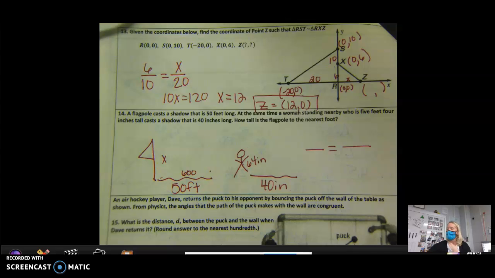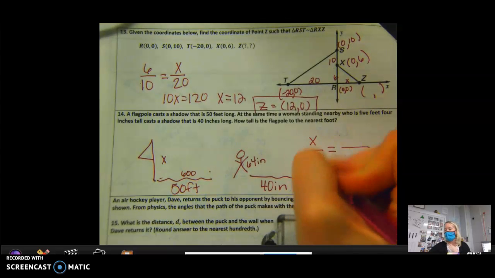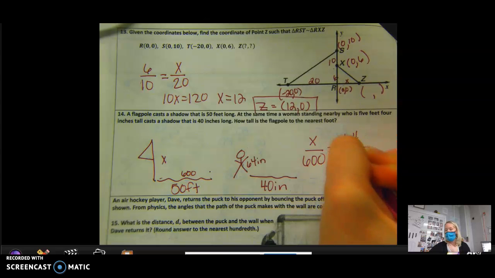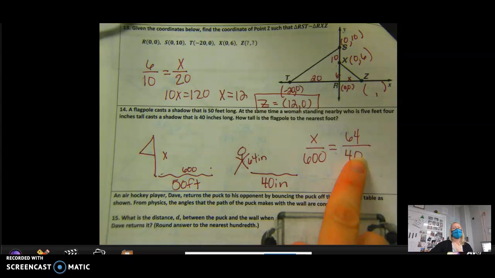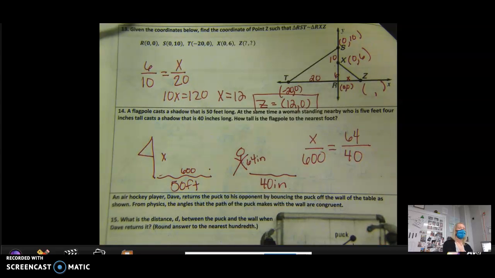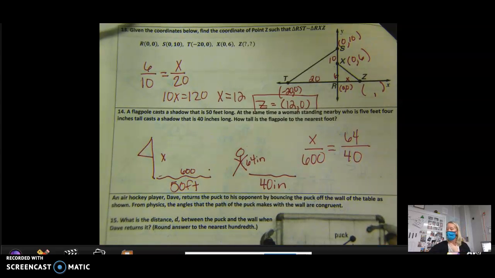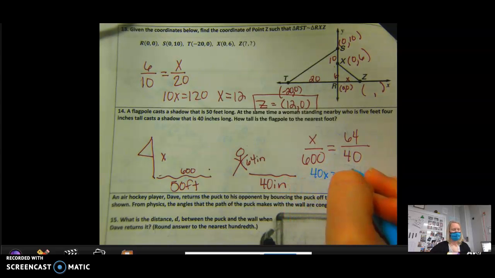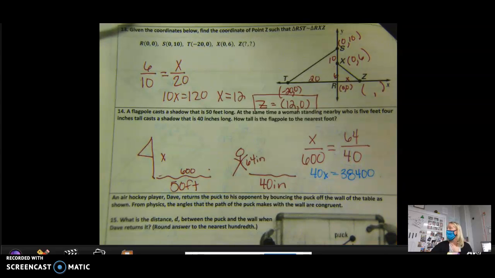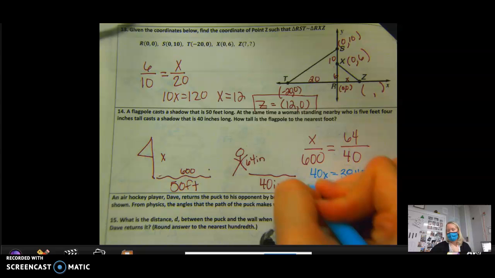Okay. So how I would set this up is x over 600 equals 64 over 40. That is not the way you had to set it up, but please make sure that your x is diagonal from your 40. If it is, then you set it up a correct way. Cross multiply. I get 40x equals, how much is that? 38,400. Divide by 40, divide by 40. X equals how much?